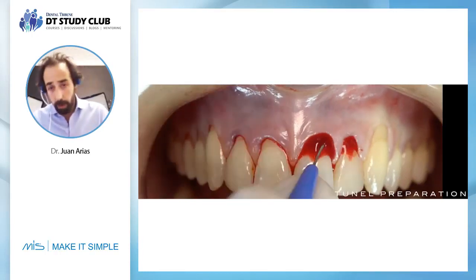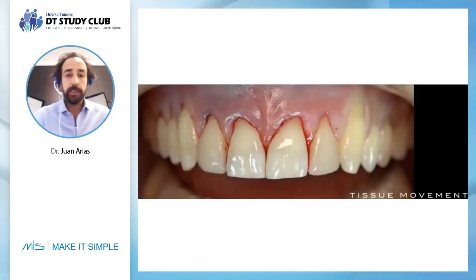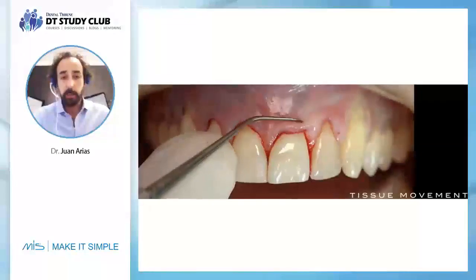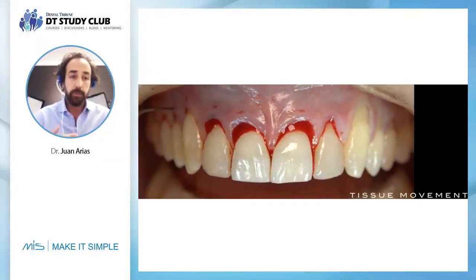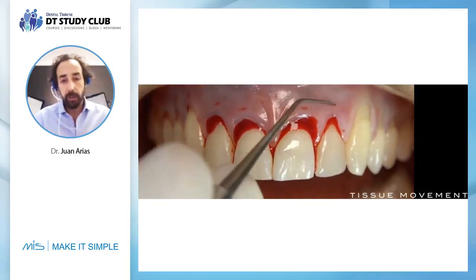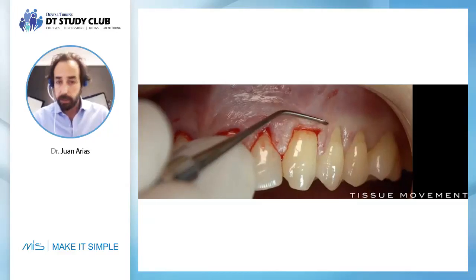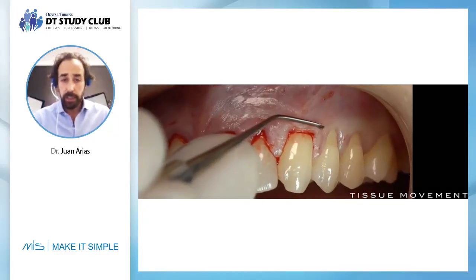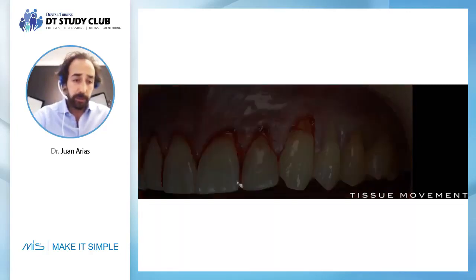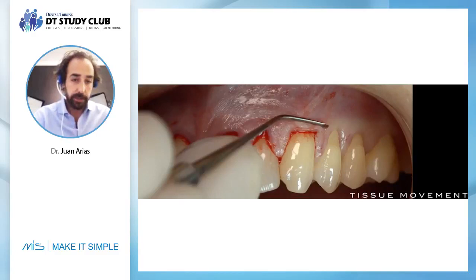So we go all the way through the recessions over the mucogingival line until we have something like this, in which the flap will be free enough and will be able to move and cover the connective tissue graft with no problem. See how it's completely free and how we can move it. Okay, so I'm going to stop the video again so I can try to explain some more things about these techniques.